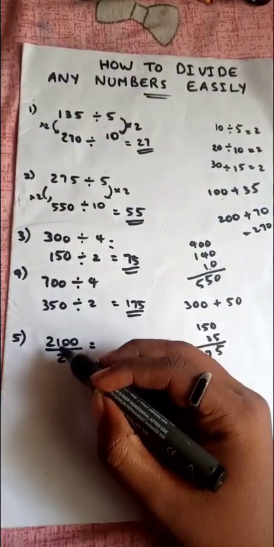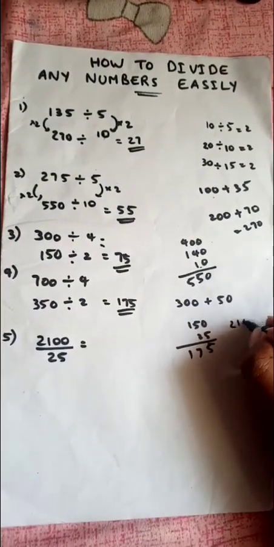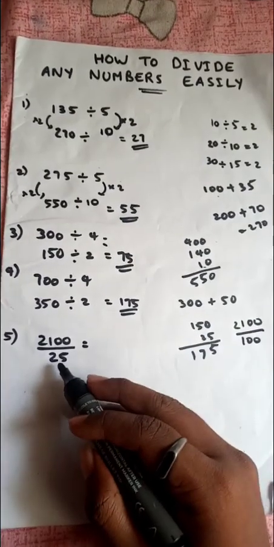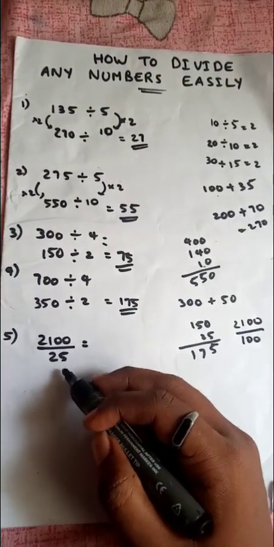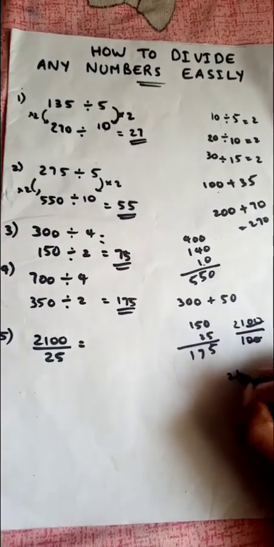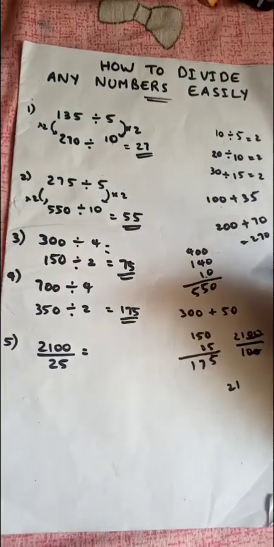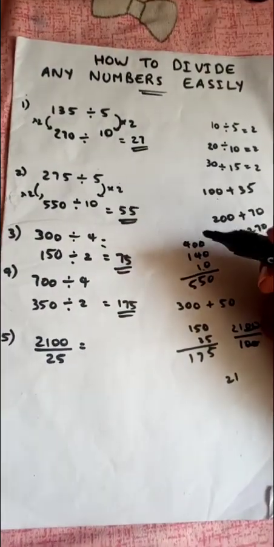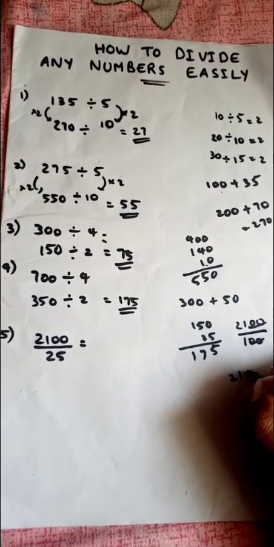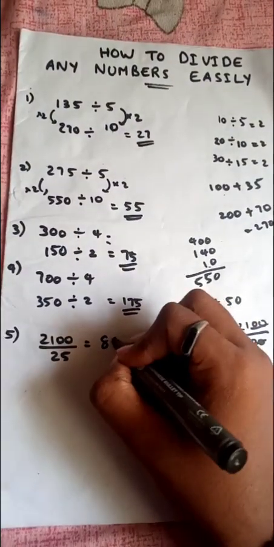How can we easily divide a number by 25? So first of all, if a number like this is given, first divide it by 100. Zeros would be cancelled out and 21 would be the answer. And then, 25, if we want to reach 100 from 25, how much would be multiplied? We want to multiply 4 to it. So whatever answer you get, multiply 4 to it. So it would be 84.